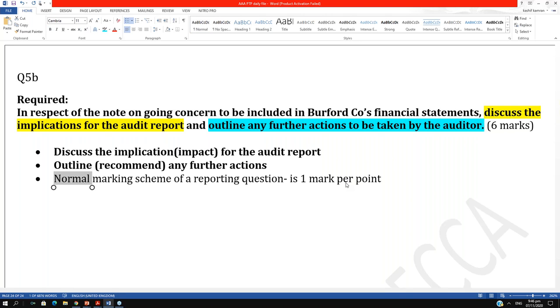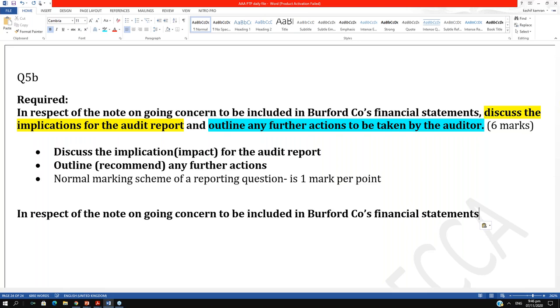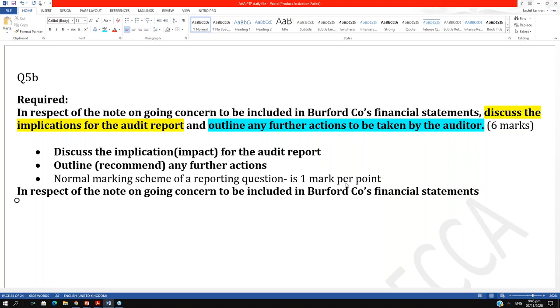So let's copy this and paste it here. In respect of the note on going concern to be included in the Burford Company's financial statement: number one, discuss the impact on the report, and number two, outline further actions.